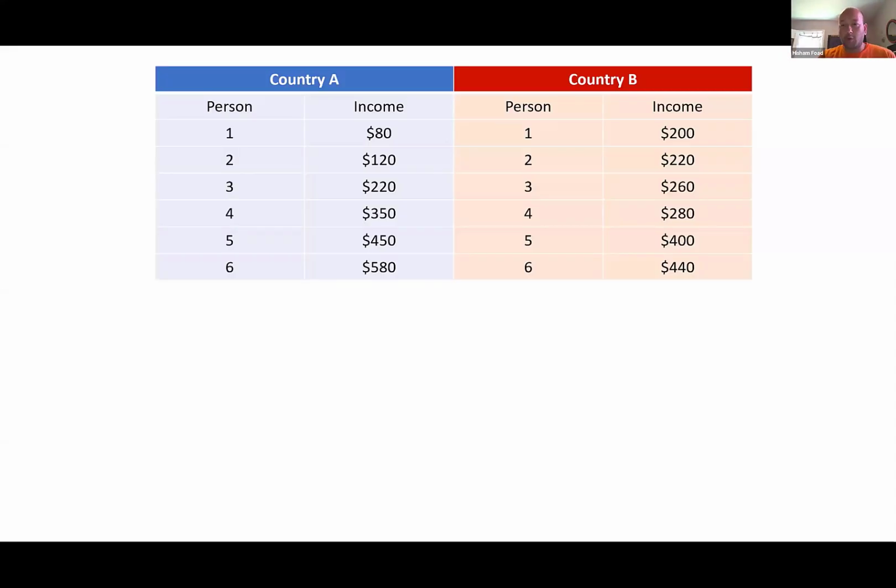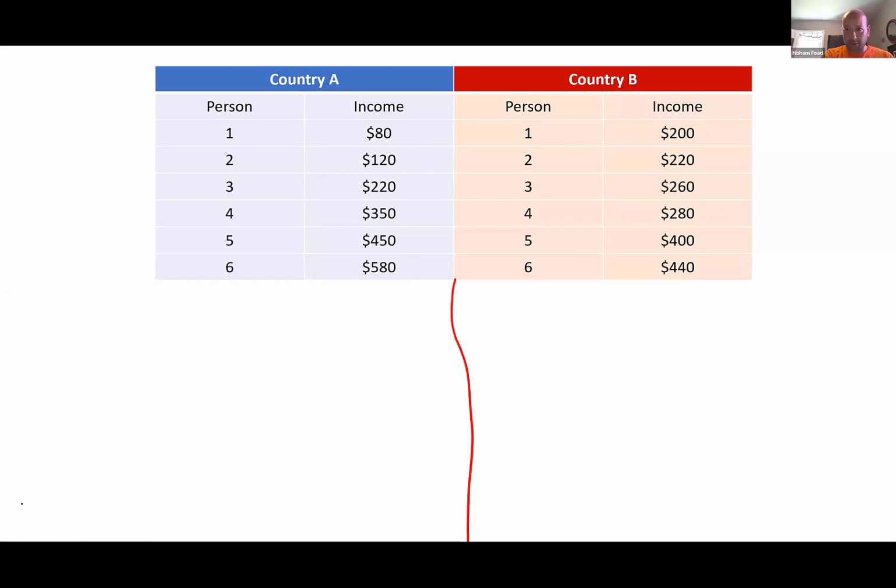Okay, so I've got two countries here, and for ease of exposition, I've got the same number of people in both countries, countries A and B. If you actually did the math, you'll see that total income in both of these countries is exactly the same. So let's go ahead and do some calculations.